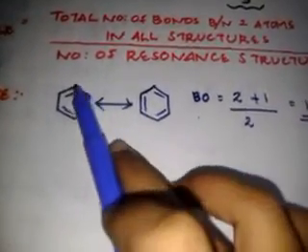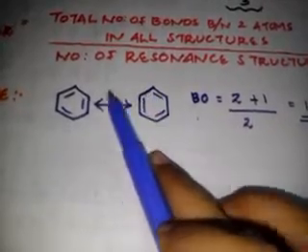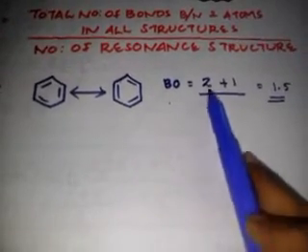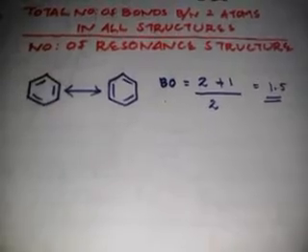2 bonds here, and between these two atoms there is only one bond. So 2 plus 1 divided by the total number of resonance structures, 2. So 2 plus 1 by 2, 3 by 2, which is equal to 1.5.